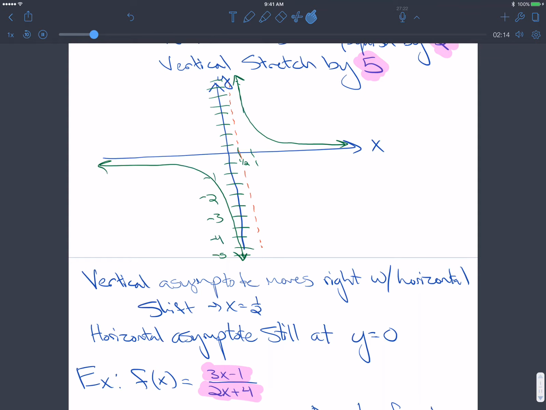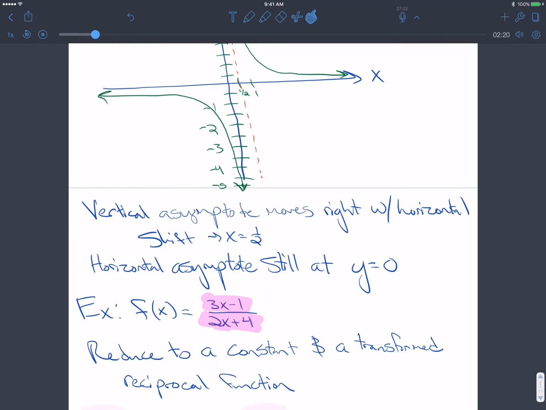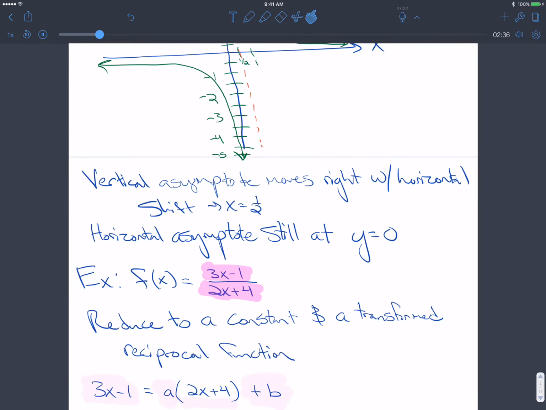Now, a nice way to determine what your horizontal asymptote is, is to reduce it to a constant plus a transformed reciprocal. So then I'm looking for some way I can write 2x plus 4 inside of the 3x minus 1. So 3x minus 1 being written in terms of the denominator, so that I can reduce that to a constant and then just have some added term on the outside. So I'm saying that 3x minus 1 is equal to some constant a times our 2x plus 4 plus some other constant. And if I do that, I know that I can get a 3x, right?